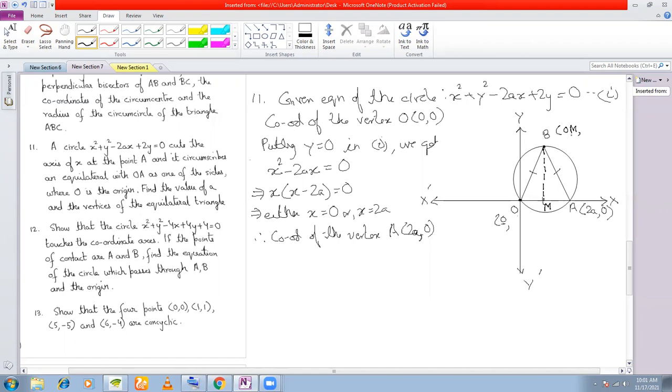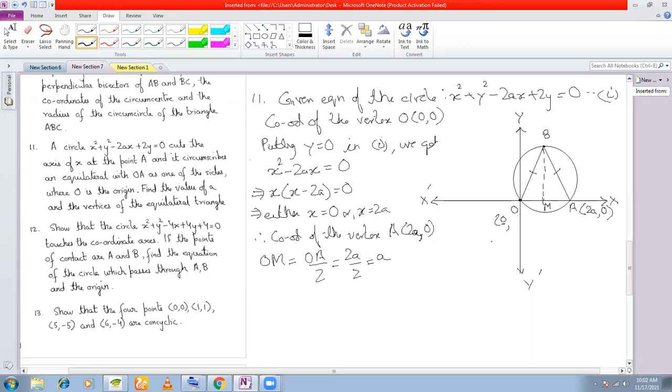But what is OM? OM must be equal to MA, right? OM is equal to half of OA, which is equal to 2A by 2, which is equal to A. So we have got the x coordinate of the vertex B. Now the question is, how do we get the y coordinate? Y coordinate is this dotted line that I have drawn, BM. We want to find out BM. So how do we find it out?